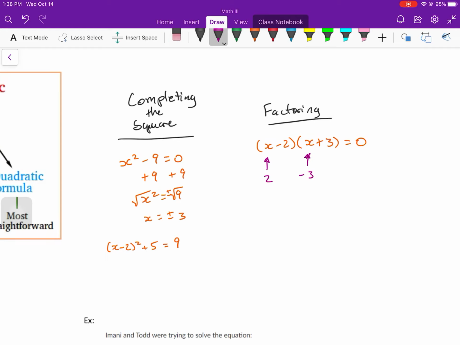Remember, these are all just different forms of the same thing. So they're all the same. They're going to get you the same answer. They're still going to get you the same solutions to a quadratic, just in different forms. So some are easier than others. Factoring by far the easiest if it's possible.